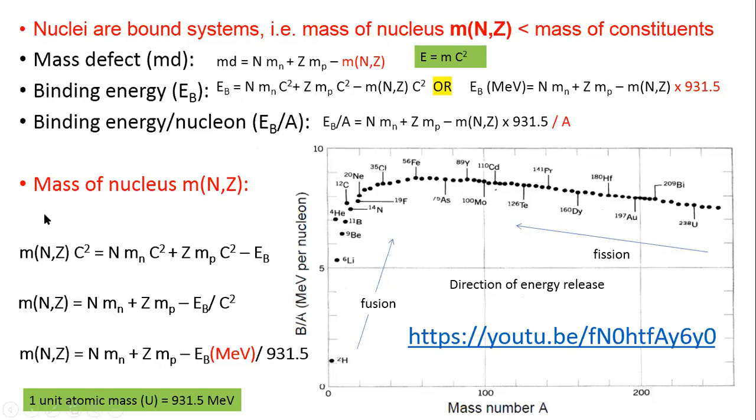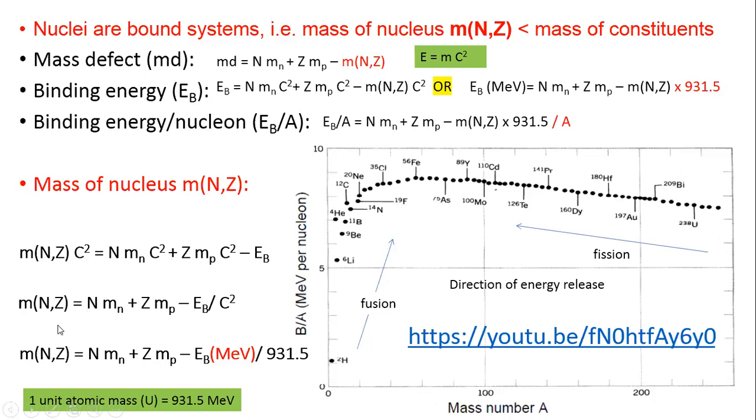So if you want to calculate the mass of the nucleus, and simply this is the same equation, that means our purpose is to calculate the mass of the nucleus over this. So you can move this to the left hand side and binding energy to the right hand side. So this is just the rearrangement of the binding energy formula.